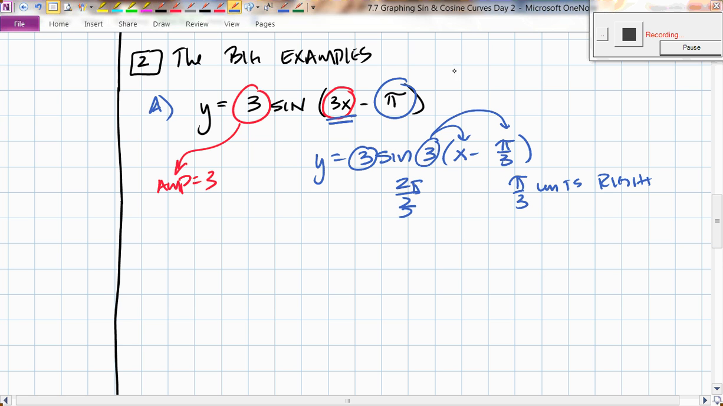So the big idea on this one is whenever you have a coefficient in front of your variable in those parentheses, free it out, and you can see exactly where the phase shift is and exactly what the period is, all right?